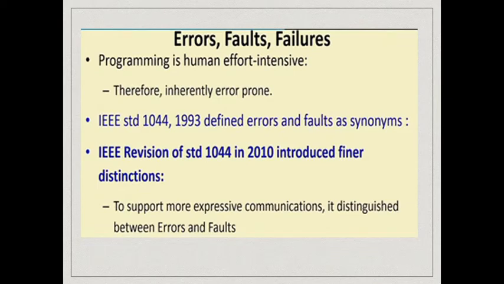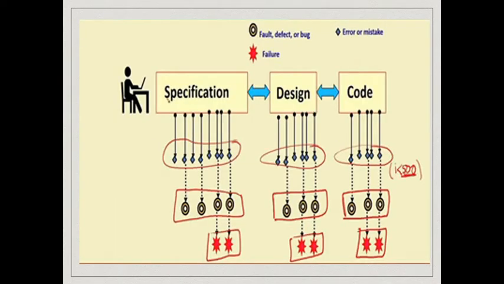Initially, errors and faults were synonyms. But later the IEEE standard said that there is a difference between an error and a fault. That will help us to express the ideas better. The faults or the bugs are caused by the mistakes or errors on the part of the programmer. These create faults, bugs, or defects, and these in turn cause failures.